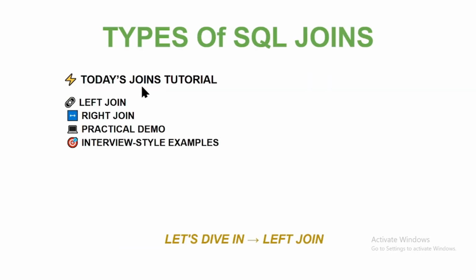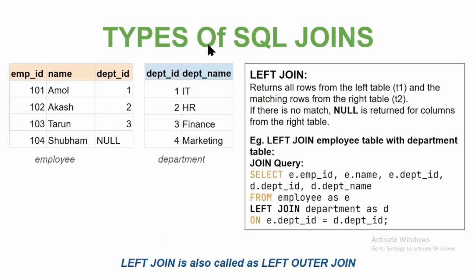So in today's join tutorial, we are going to learn left join, right join, then a practical demo, and then finally interview style examples. Let's dive into left join. First, try to understand left join. What does left join do, guys? It returns all rows from the left table and matching rows from both of the tables. If there is no match, then it will return null values from the right table.